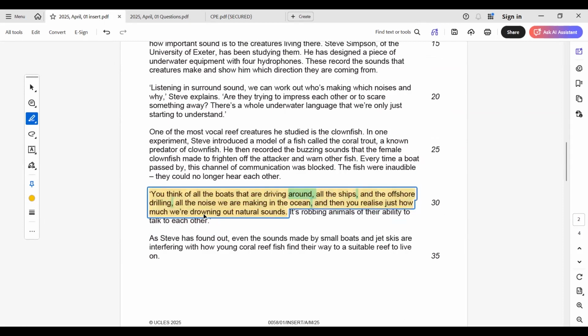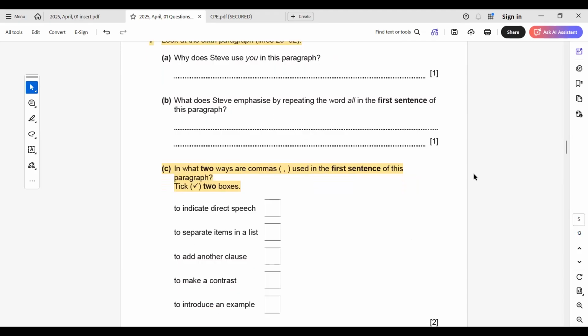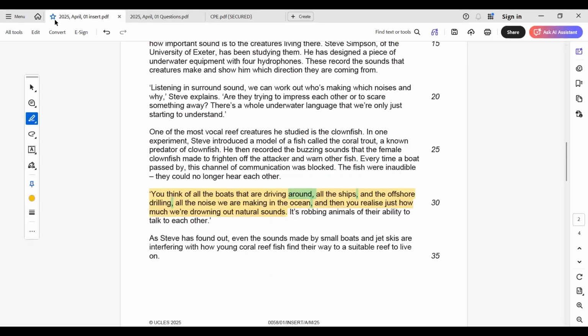How do I know? From the beginning, from the first word until the full stop, this is considered the first sentence. And as you can see, there are many commas here. This is one of them, here, here, and here. Let's take a look at the question again. Find two ways the commas are used for. Let's find out together. Here we have to read it.